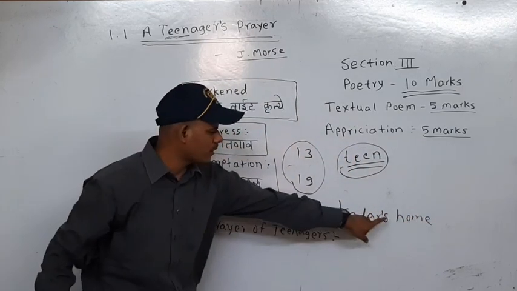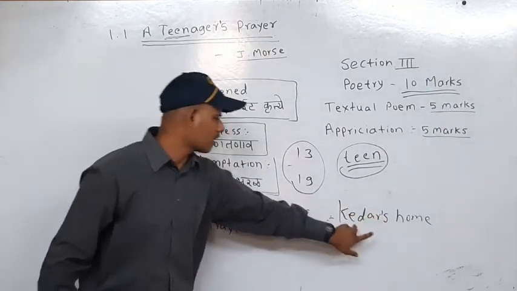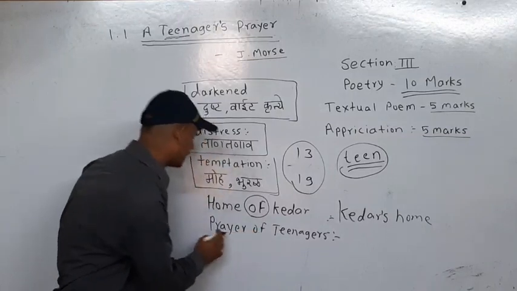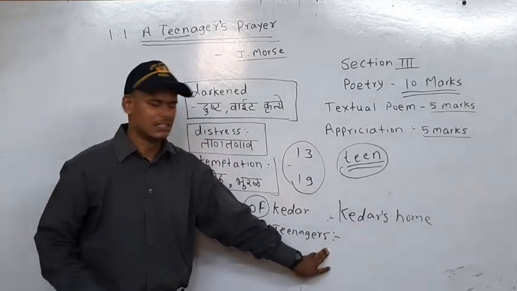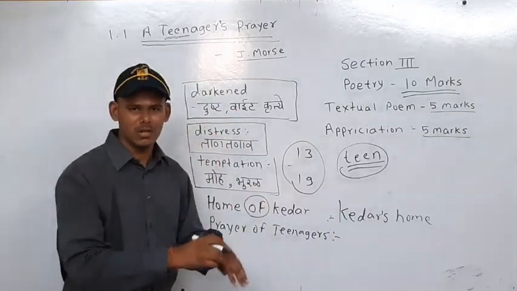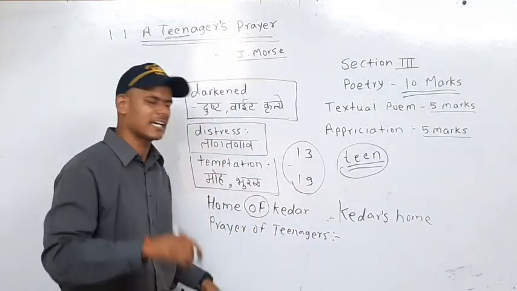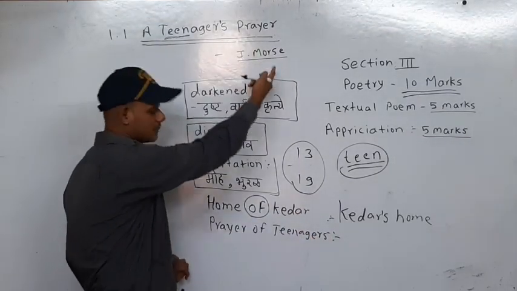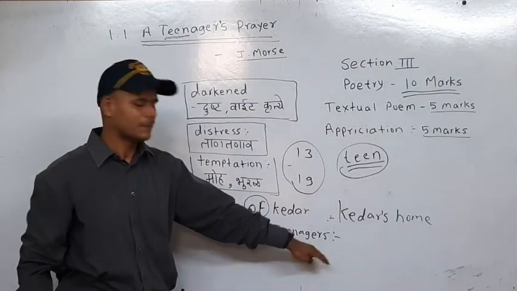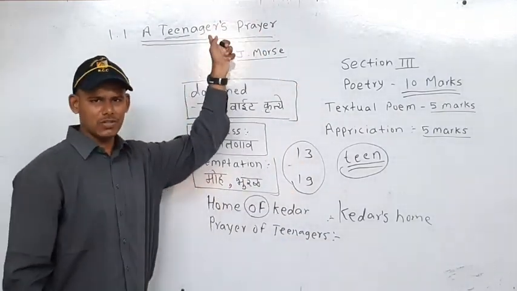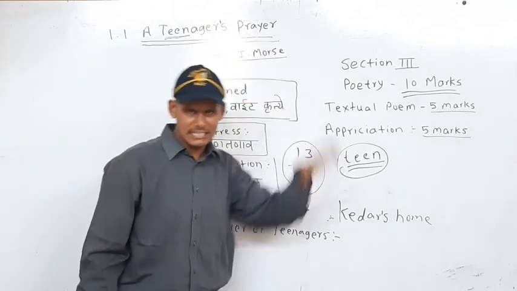We have used apostrophe over here for showing the short form of this phrase. Then another example is prayer of teenagers. This is the full phrase and we have to make a short form of this phrase. So we can use apostrophe like this: A teenager's prayer. Prayer of teenagers. Understood? That is the apostrophe that we have already learned in standard 6.